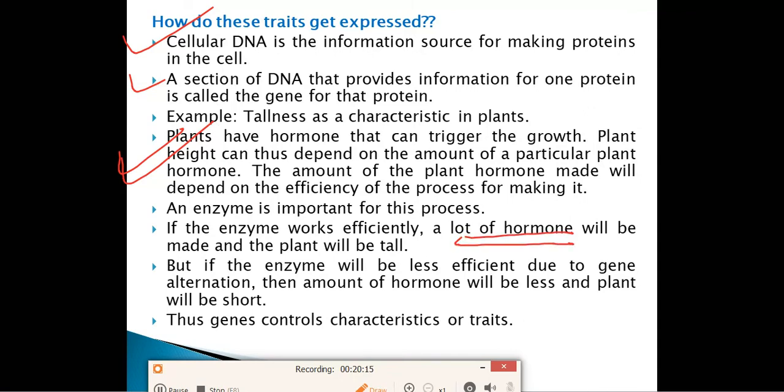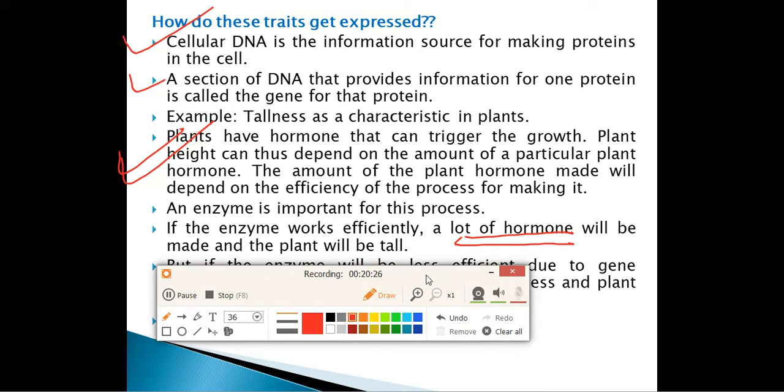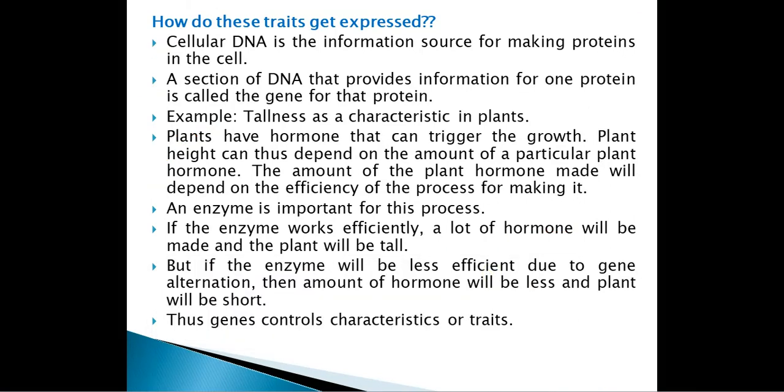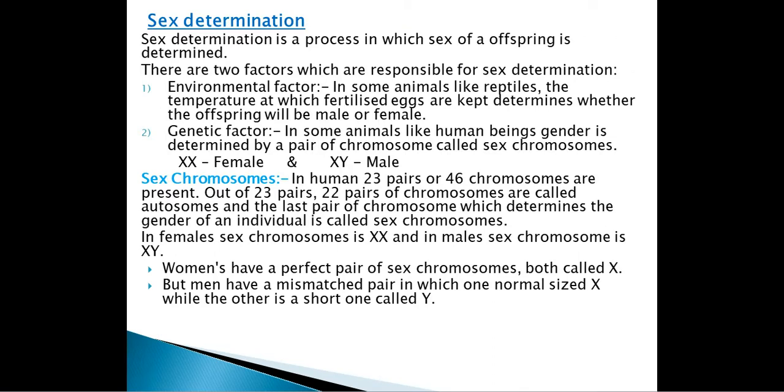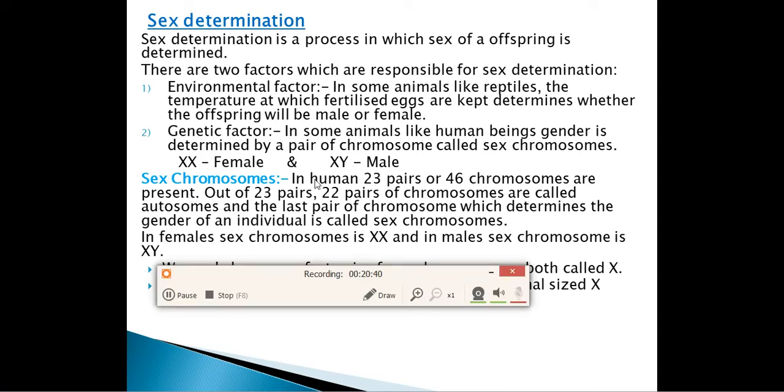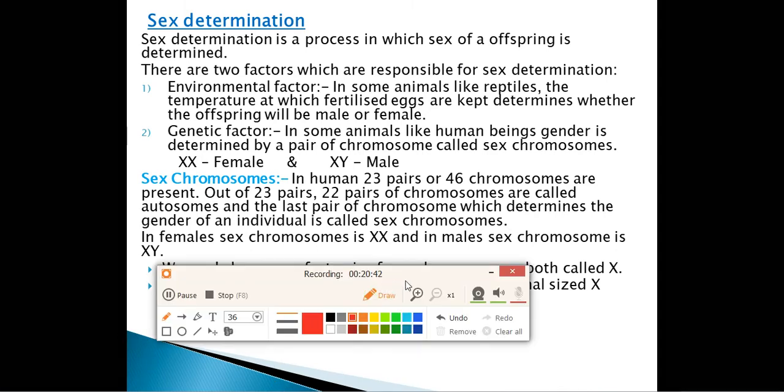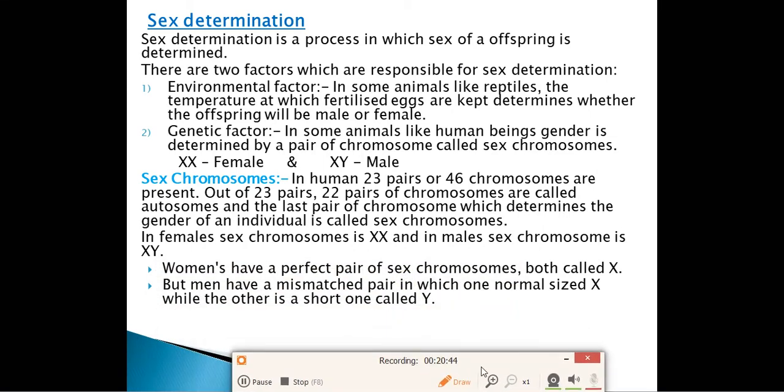But if the enzyme does not work properly, the amount of hormone secreted will be less and the plant will be short in height. Thus, genes control characteristics or traits, right? So genes play a very important role in controlling the characteristics or traits in a particular plant or any organism. Now the last topic from here is sex determination, and this is one of the most important topics from this chapter, heredity and evolution. Many times 5 marks questions are asked from this topic, so listen to it very carefully.